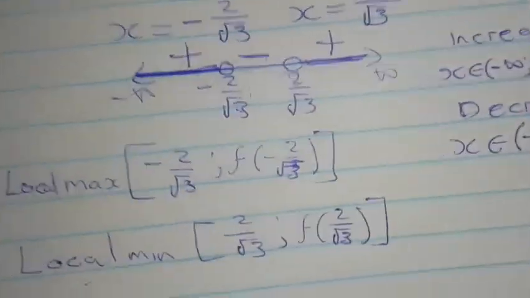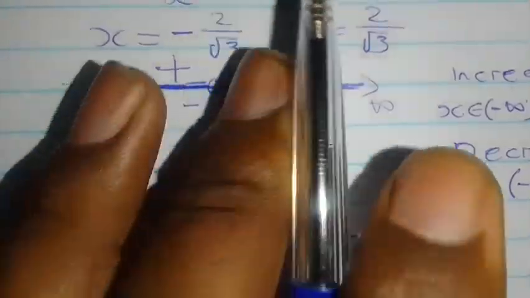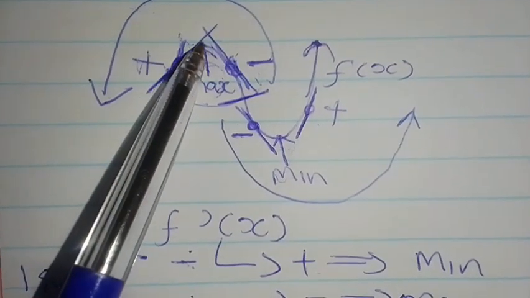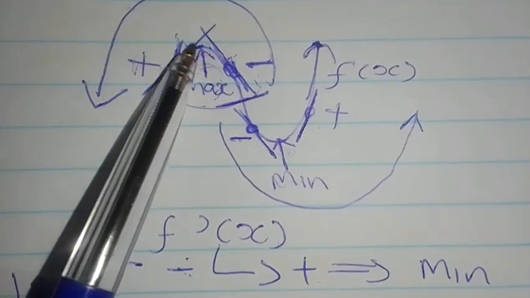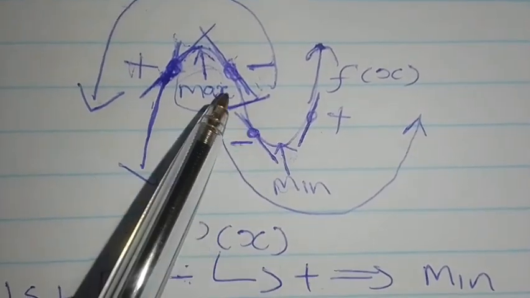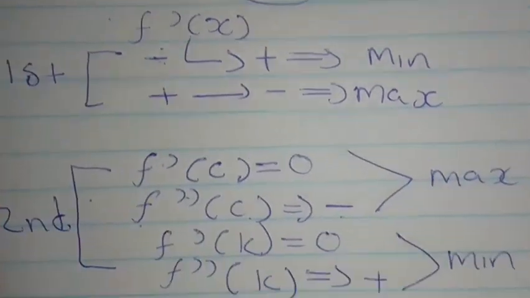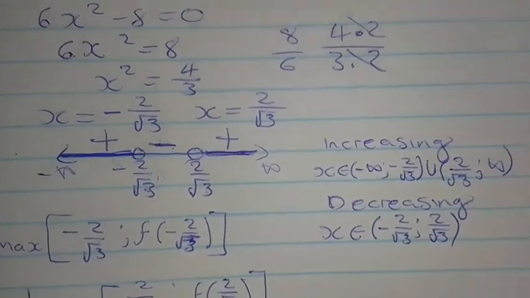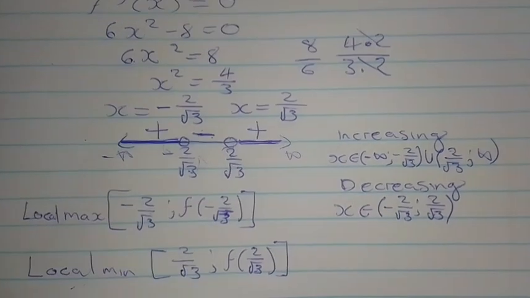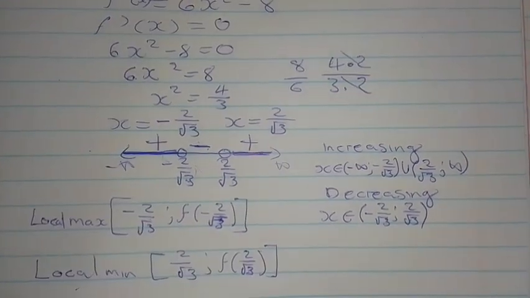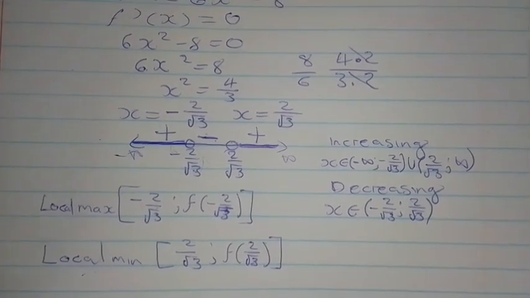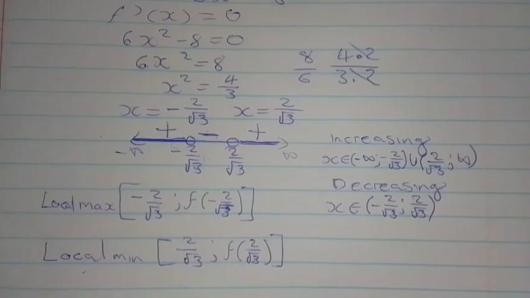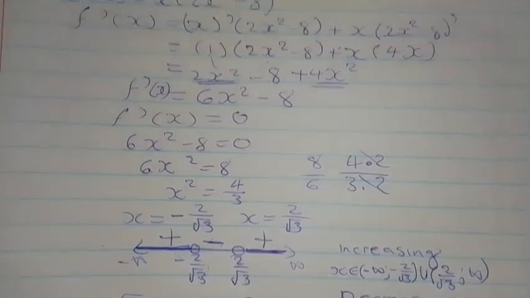The function is decreasing if the derivative is negative. For instance, back in my graph here, you can tell that the graph is decreasing on this interval because that's where we have negative gradients. So that's how you can know where your function is increasing, decreasing, or find the local maximum and local minimum using the first derivative test.